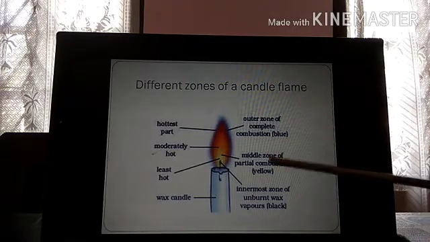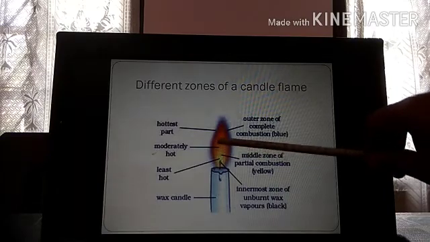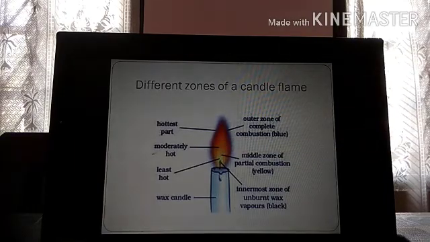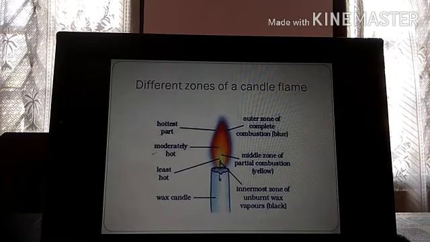Middle zone, this is the yellow part. The yellow part is the middle zone. This is the zone of partial combustion. Partial means it will not burn completely. Carbon particles burn in this part of the flame. That is why you get the unburnt carbon particles, because here there will be partial combustion or partial burning.